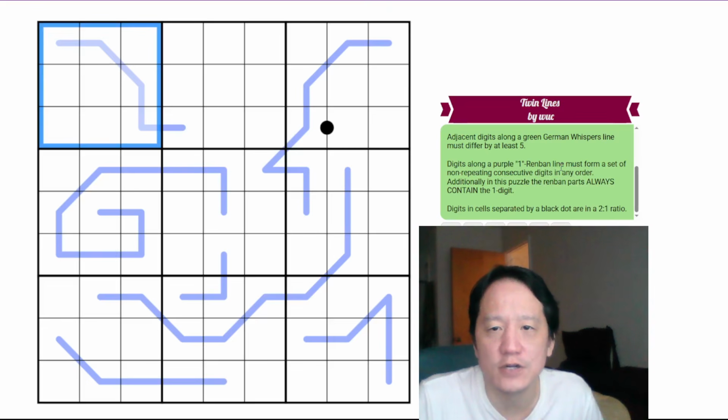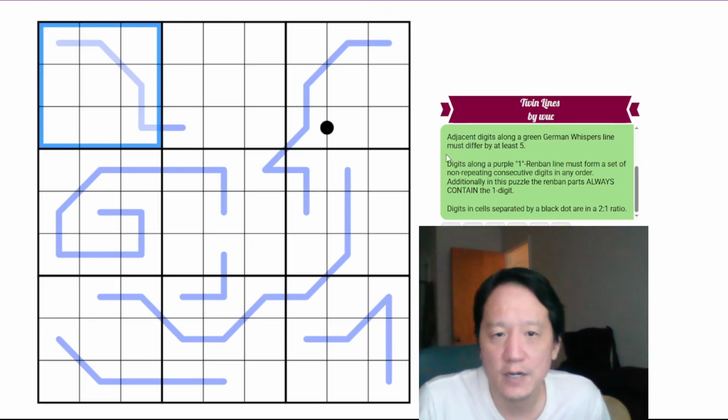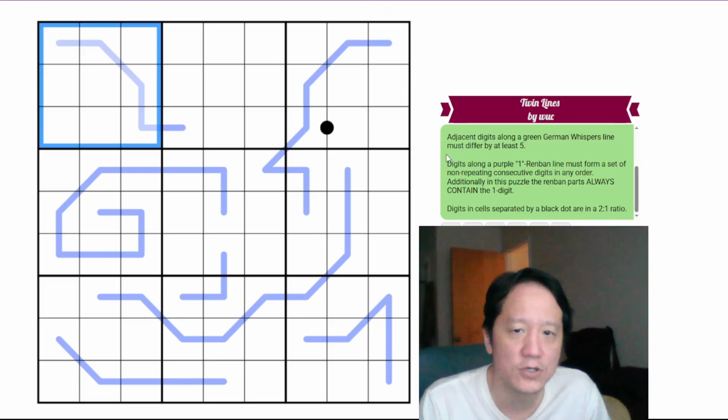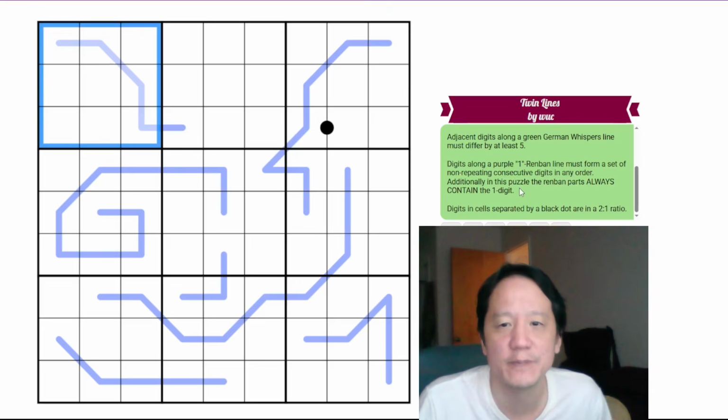Adjacent digits along the green German whisper line must differ by at least 5. And I will be calling them whisper 5 lines because the setter came up with that designation, and I think it made a lot of sense because it's very easily extensible. Digits along the purple 1 renban line must form a set of non-repeating consecutive digits in any order. Additionally, in this puzzle, the renban parts always contain the one digit. That's why it's a one renban. Okay, so good. I'm glad that they explained that.